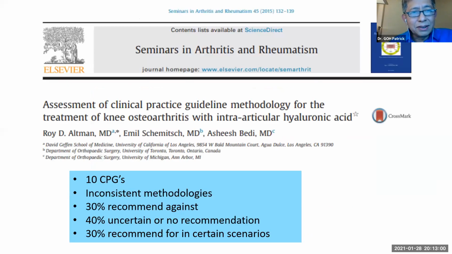This article actually attempted to analyze the clinical practice guidelines with regards to treating osteoarthritis with HA. And so they used 10 CPGs. They found that the methodologies for determining the guidelines seemed to be rather inconsistent. And it was a spread where it was 30% against, 40% uncertain or silent, and 30% recommended in certain scenarios. So it's a pretty mixed picture.